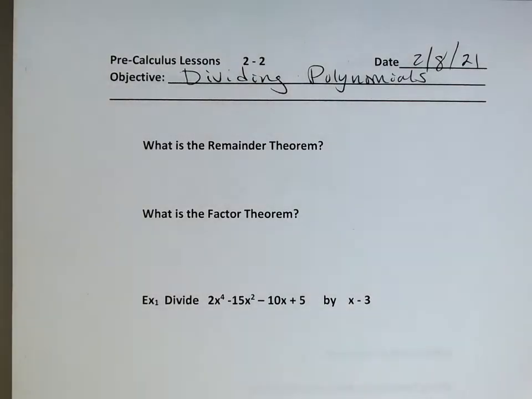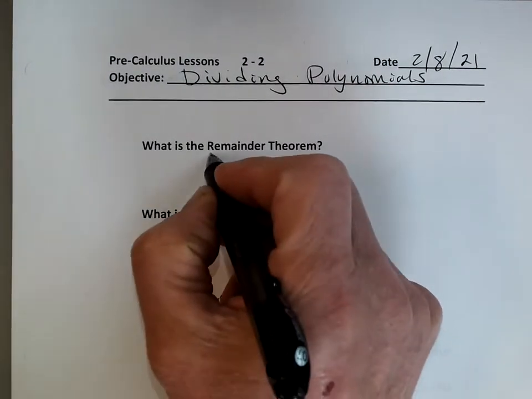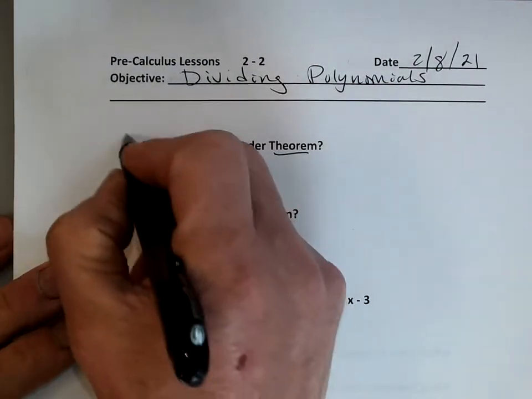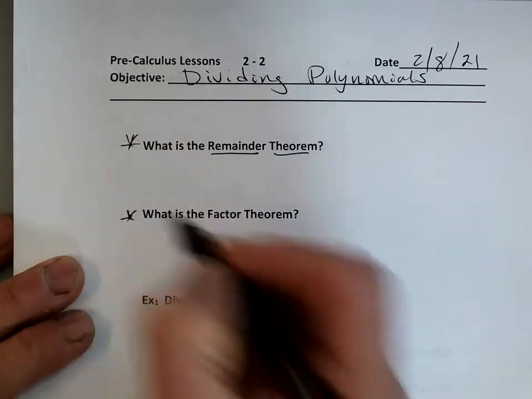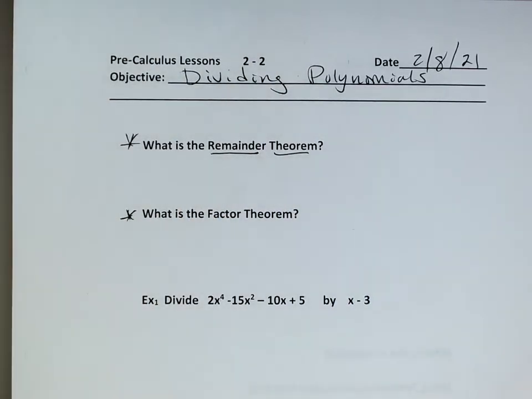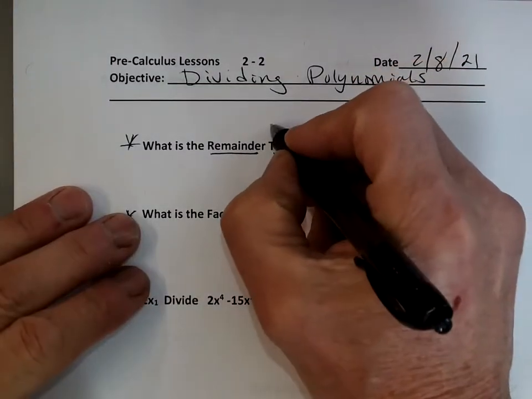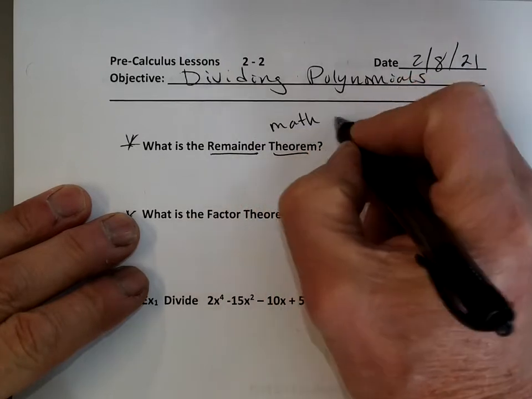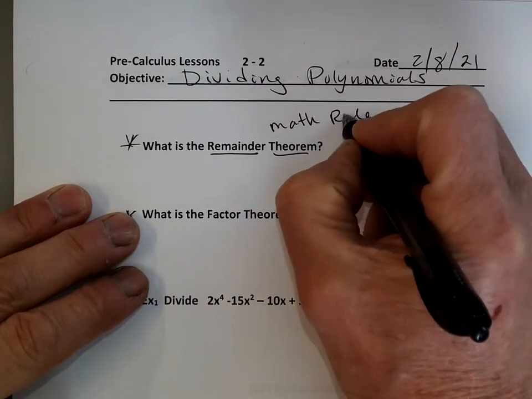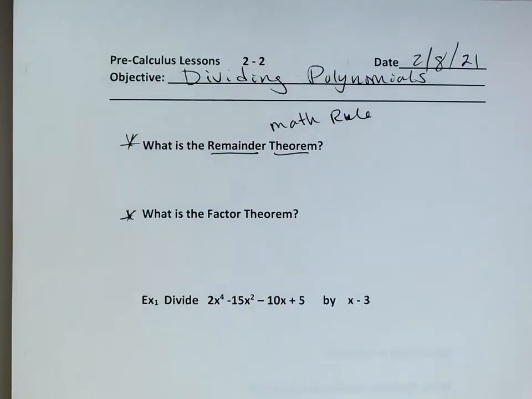Okay, so today we're going to talk about dividing polynomials. So the remainder theorem. What is the remainder theorem? It's actually kind of important because these two theorems go together, okay? Theorem, we didn't really do a lot of theorems in geometry just because that's the way we teach geometry, but a theorem is just a math rule. And more specifically, it's a math rule that can be proven, okay?